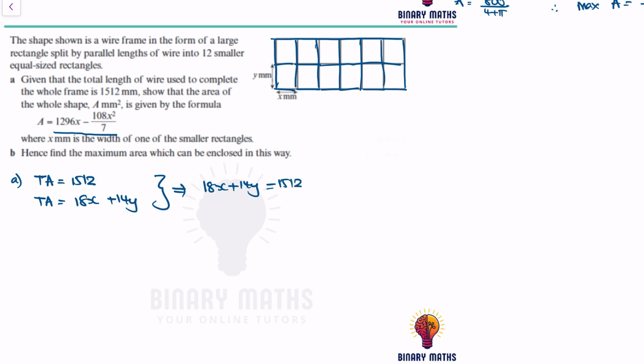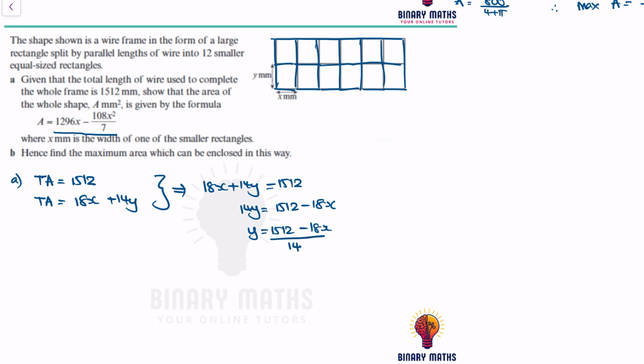We don't have y in our formula for area, so to make y the subject of the formula, 14y is equal to 1512, take away 18x. So y is equal to 1512, take away 18x, over 14.